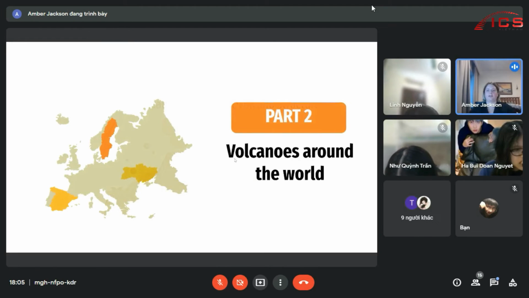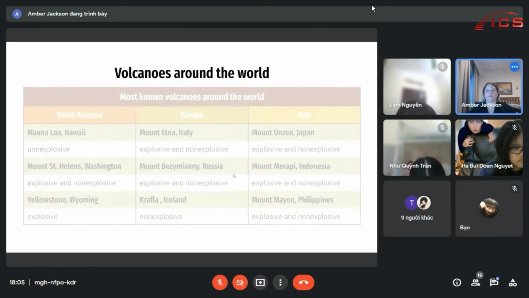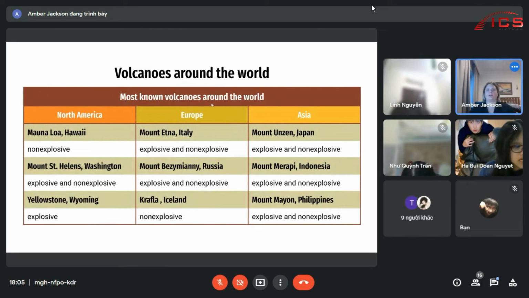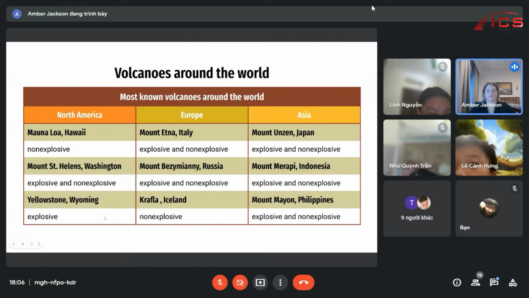Now we're going to look at some volcanoes around the world. There are lots of volcanoes around the world, and some of them are more famous than others. So these are the most well-known volcanoes in the world. Start with North America and go down. Can you read this table, please? Start with North America, and then go down, and then go to Europe, and down, and then Asia and down.